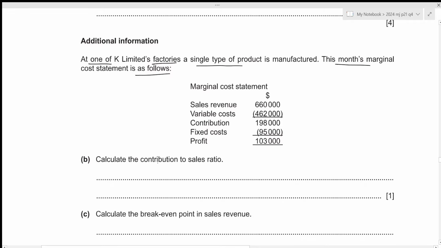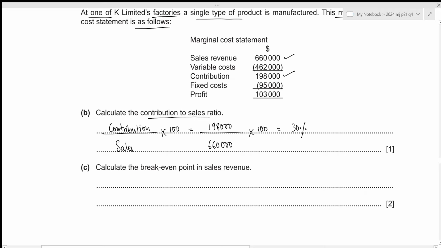For the second part, we need to calculate the contribution to sales ratio. So the formula is pretty simple. It is just going to be the total contribution divided by the total sales revenue multiplied by 100. So we can just substitute the values. The contribution is 198,000. We have our total sales revenue to be 660,000 times 100. This gives the contribution to sales ratio to have the value of 30%. That is all for the second part.